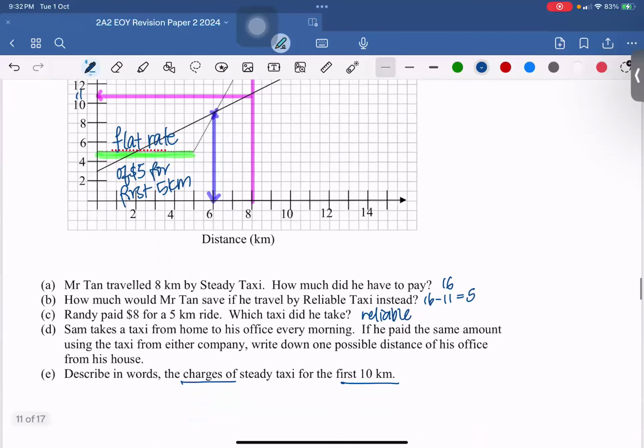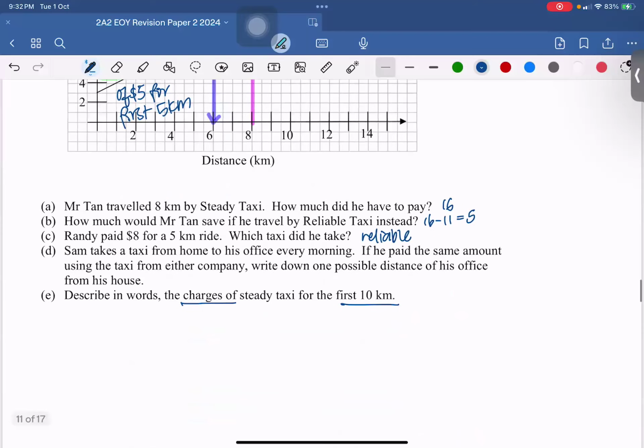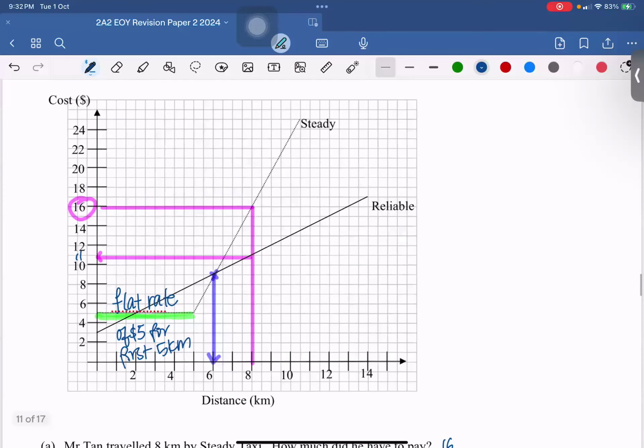Then after that, they want the second part, right? So the second part over here has a gradient. So I need to find the charges, the gradient. So what do I do? I find two endpoints to find my charges. So this one is 5, 5. Maybe I choose the 10, okay? 10, 23. So I use these 2 points, find the gradient.